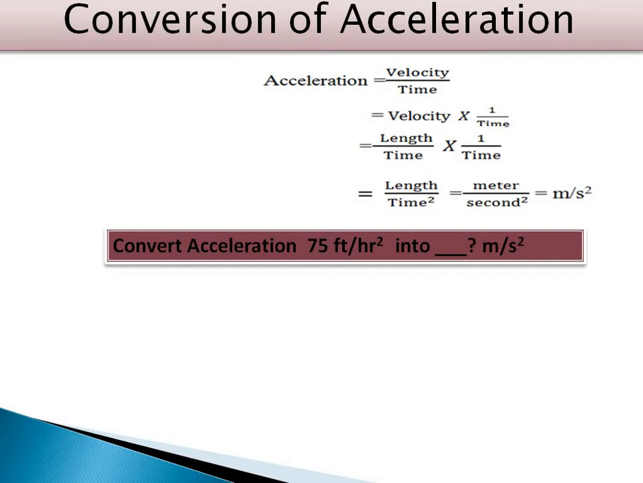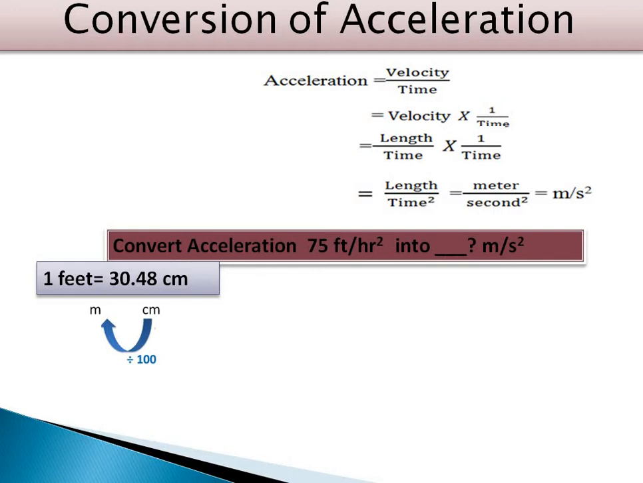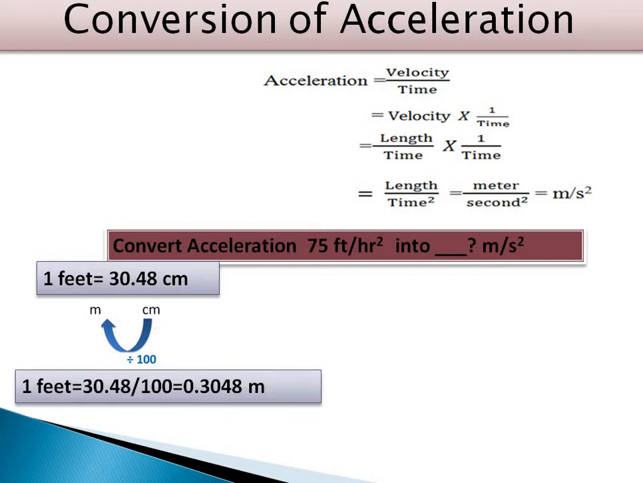Now convert an acceleration of 75 feet per hour square into meter per second square. Okay, so this is a conversion of the British unit system to the SI unit system. We know that 1 feet is equal to 30.48 centimeter, and centimeter can be converted into meter by dividing by 100. So 30.48 divided by 100 is equal to 0.3048 meter. So 1 feet is nothing but 0.3048 meter.